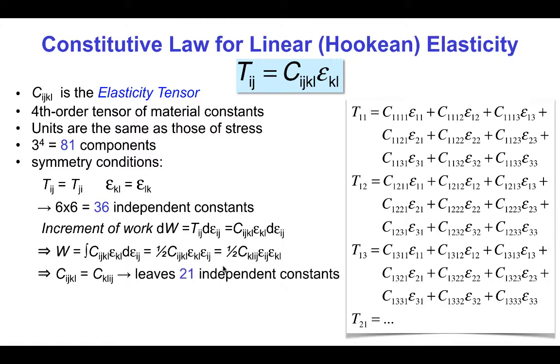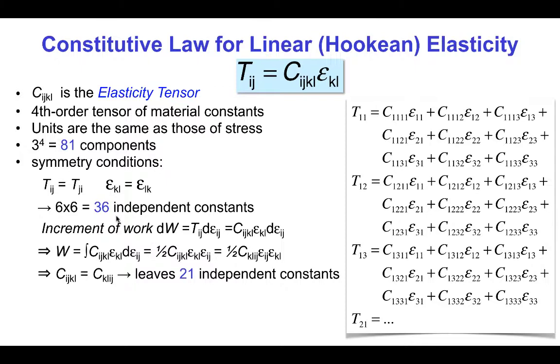In other words, in addition to Tij equaling Tji and epsilon kl equaling epsilon lk, meaning that Cijkl equals Cjikl and Cijkl equals Cijlk, we can also swap the i and j with the k and l and write that Cijkl must equal Cklij. And that's because of the definition of the scalar work, which leaves us with 21 independent constants.